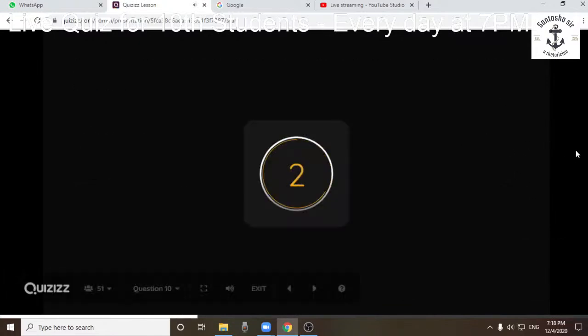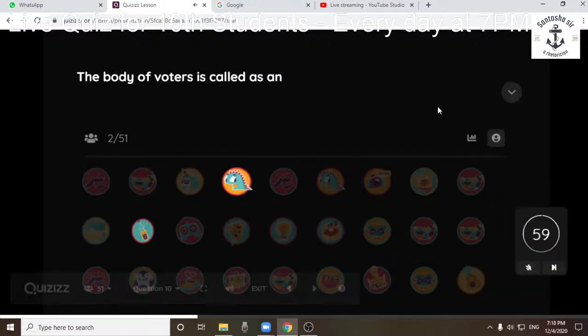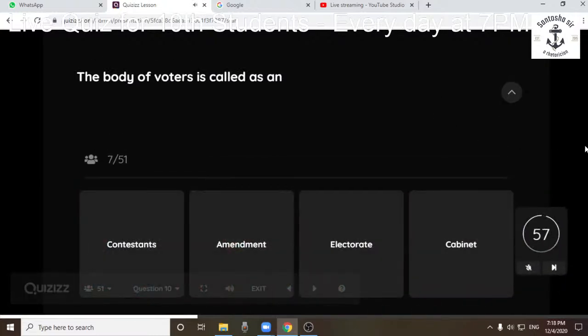Question number 10. The body of voters is called as an. Okay, read the options carefully. It could be tricky. The body of voters is called as an. 40 seconds more to answer this question.